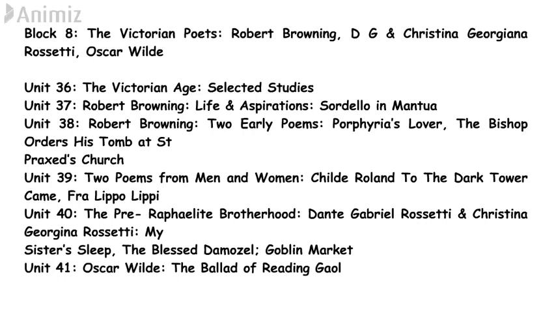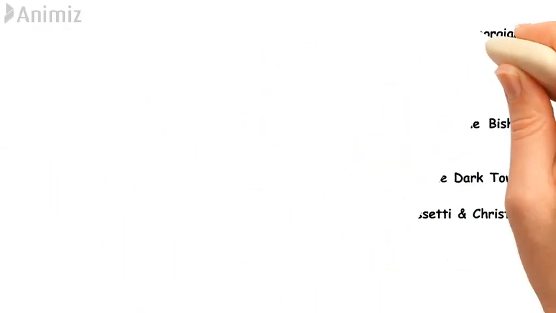And we also have the Pre-Raphaelite Brotherhood. Okay, so the unit 40 is also important. So the Pre-Raphaelite poems are also very important from this block, but overall the uncertainty from this block is quite high. Now coming to block 9, the modernist poets.